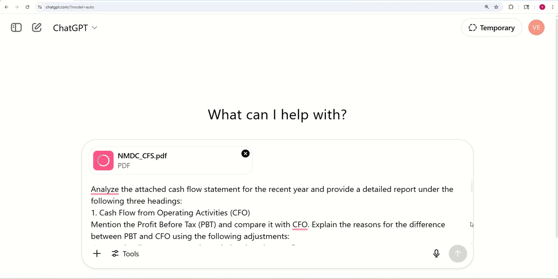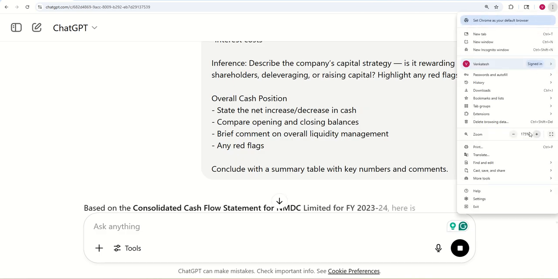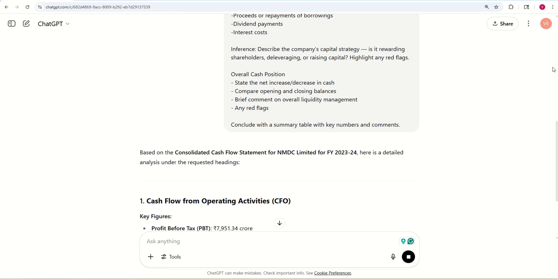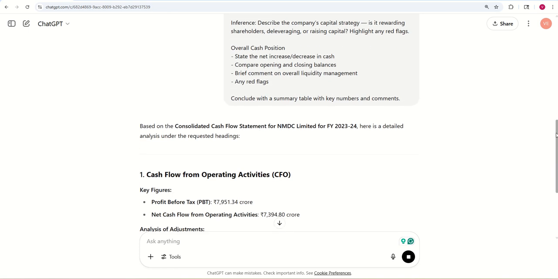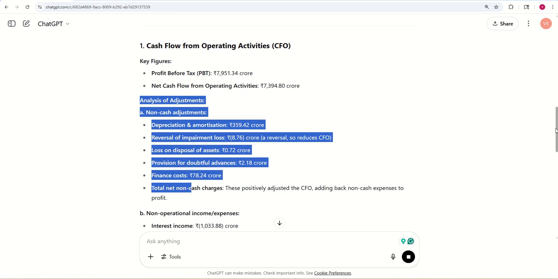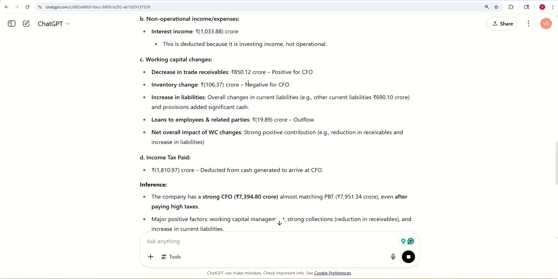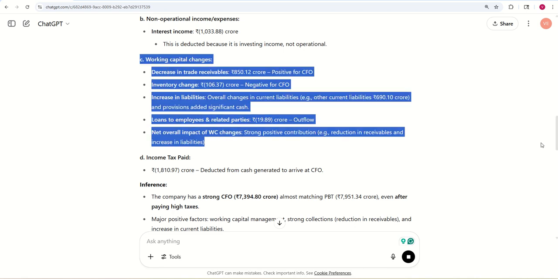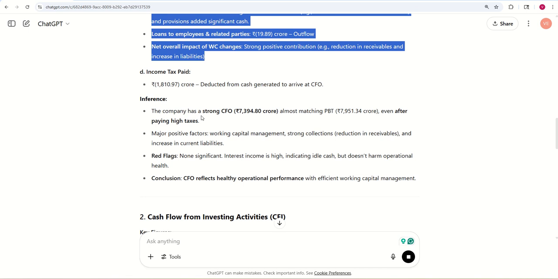I am using the cash flow statement of NMDC. Let me make it slightly smaller. So first it is tabulating the CFO, and there's a difference between PBT and the final net cash flow from operating activities. So why that difference? All the adjustment details are coming down here. What are the changes in working capital? There's a decrease in trade receivables. How much does inventory change? Loans to employees. All that is broken down here in the analysis and inferences.